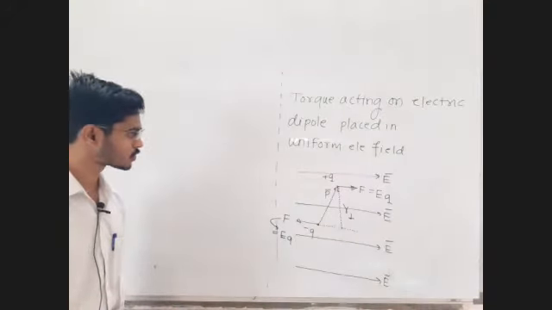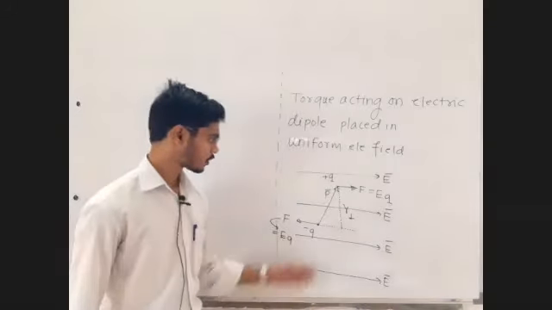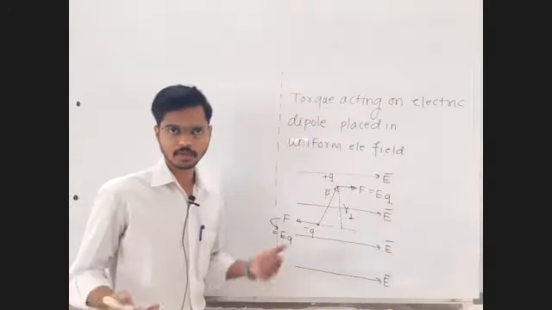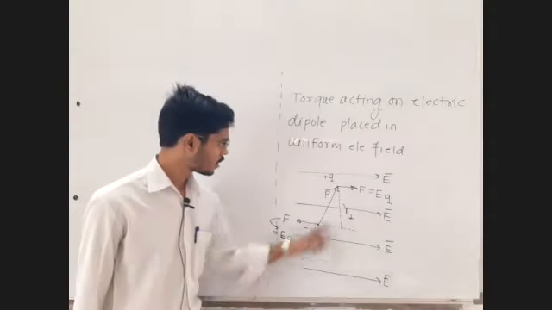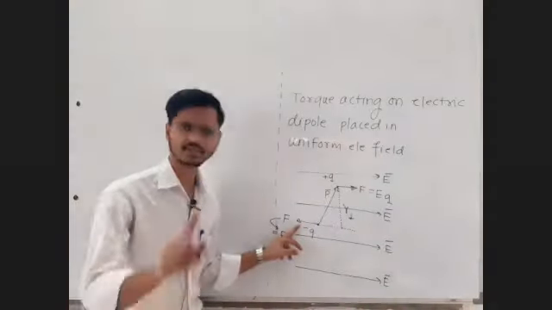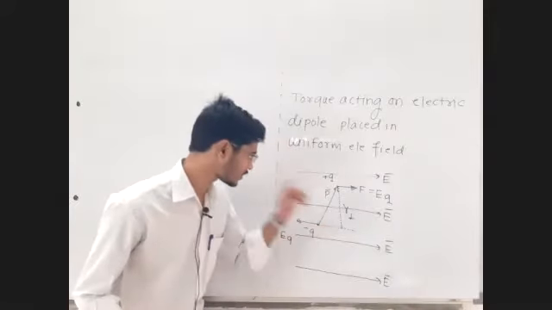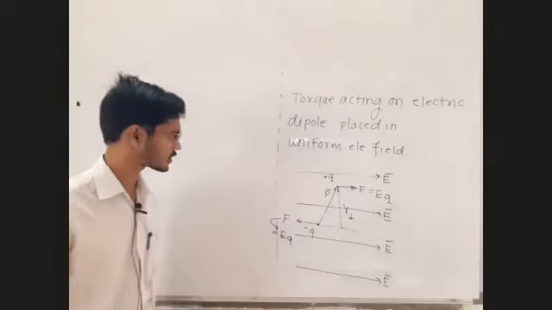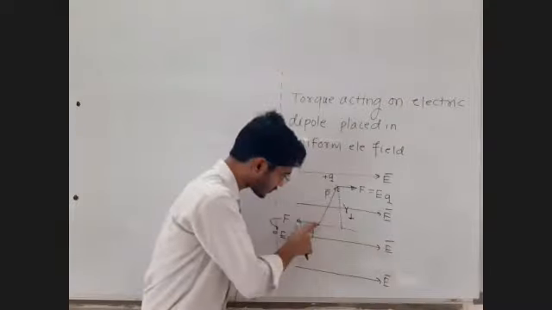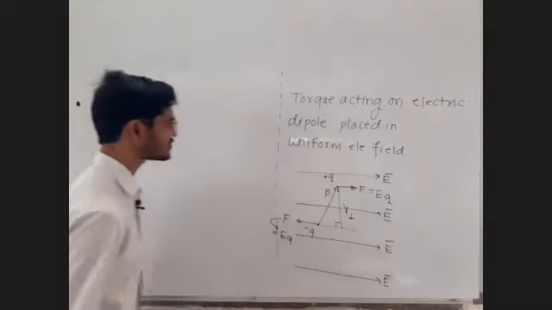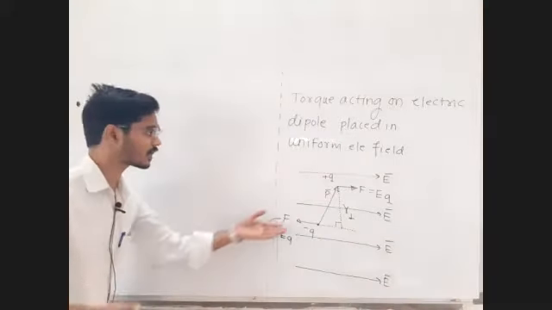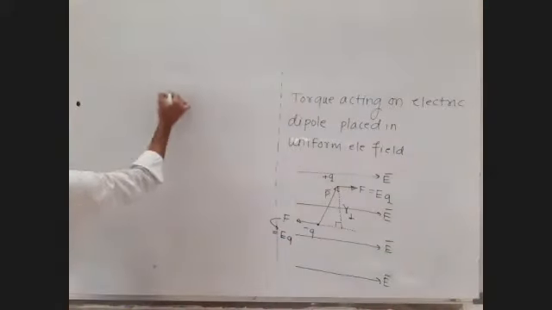Now, what is the moment of couple? Moment of couple means torque. How to find the torque of a couple? Very simple. One of the forces, any one force, into the perpendicular distance between the two forces. Don't take the oblique distance, take the perpendicular distance. So what is the value of torque acting on the dipole? Very simple.